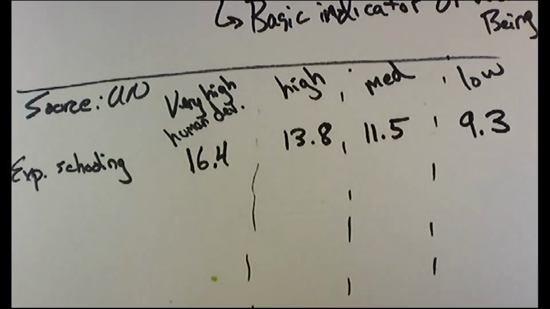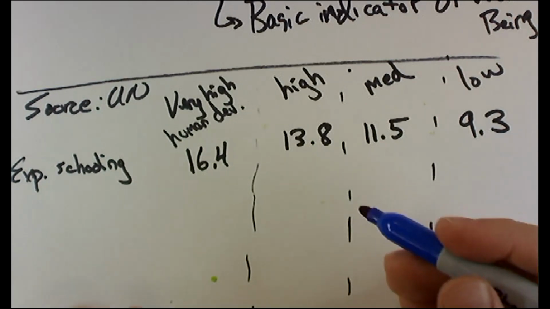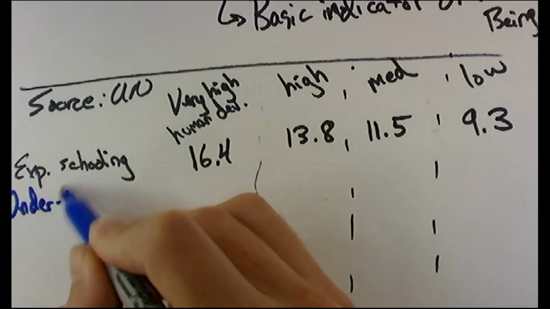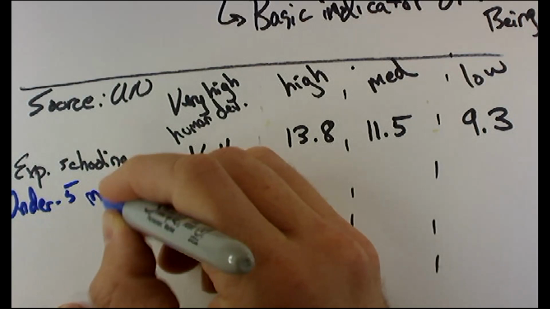So not quite, but almost half of the years of schooling that those same children get in the United States or Europe or whatever, right? What about the under 5 mortality rate?